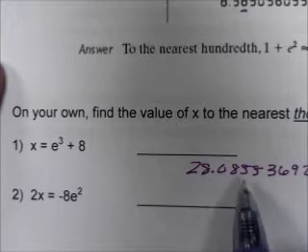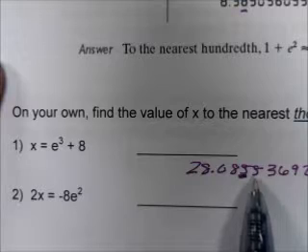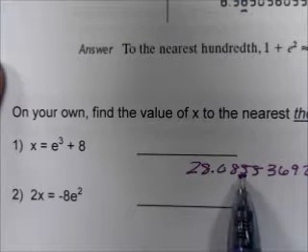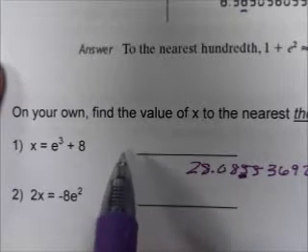Tenths, hundredths, thousandths. So the first 5 here is in the thousandths place. You look to the right, 5 or greater, you round up. So this is going to round up to 6. So our answer is 28.086.